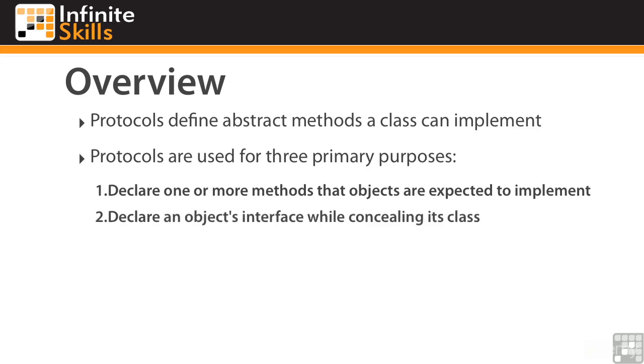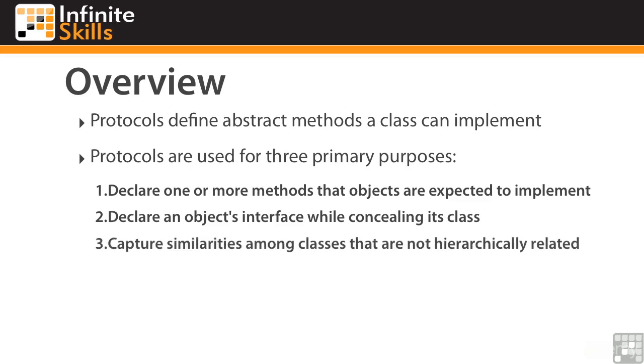The second purpose is to declare an object's interface while concealing its true class. Often we want objects to program to a common interface without worrying about the details of the true class type. We can also use protocols to capture similarities among classes that are not hierarchically related. Objective-C is a single inheritance language, so objects can have at most one superclass. But through the use of protocols, we can add additional facets of behavior to objects.